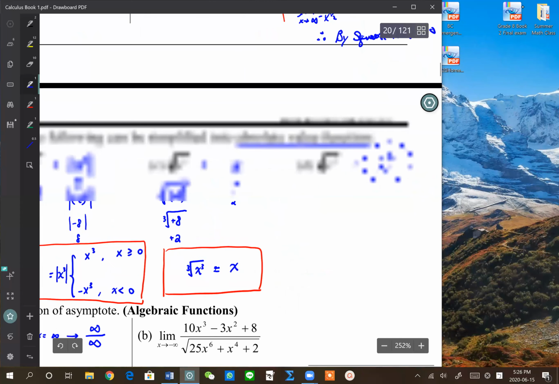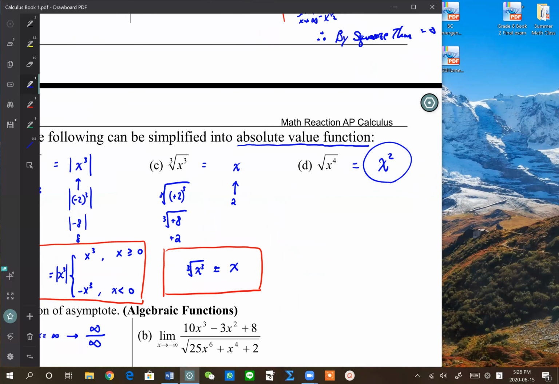D is kind of like having absolute value, but it's not needed, right? Because if I sub in -2 to the 4, which is 16, square root will be 4, right? And that is the same as subbing in -2 squared, which is also 4, right? So I don't need absolute value, even though the answer comes out positive all the time, okay?